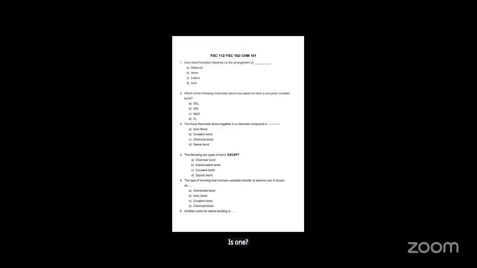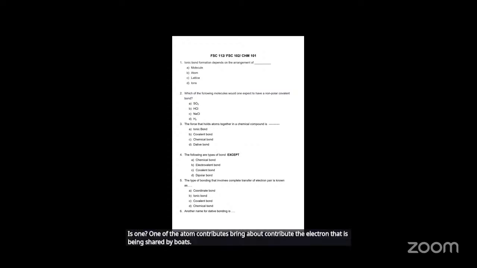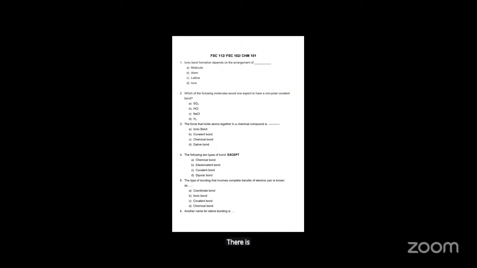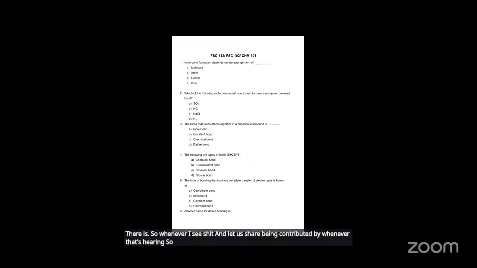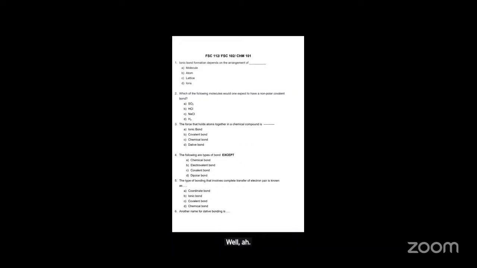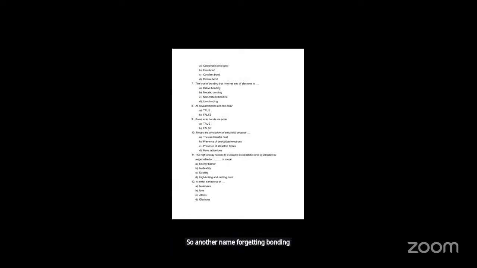Dative bonding is when one of the atoms contributes the electron that is being shared by both. Whenever there is sharing, with electrons being contributed by one, it becomes coordinate bond. So another name for dative bonding is what? Dipolar bond.